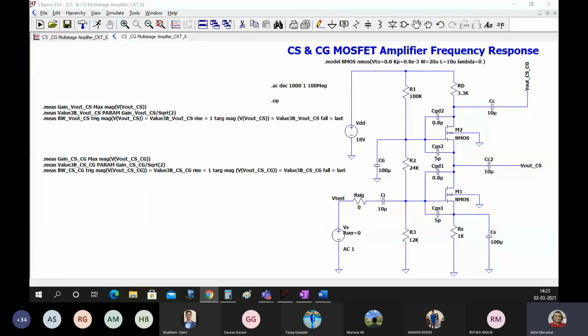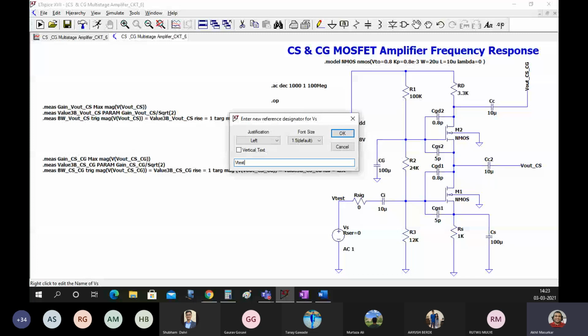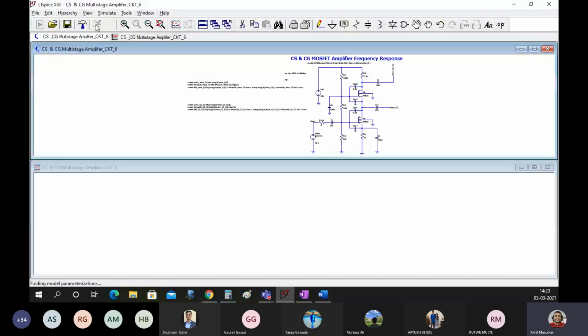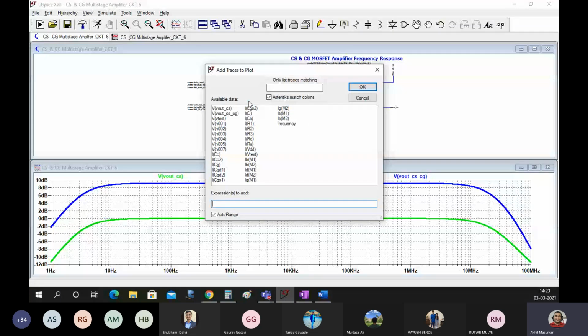I'll just call this V test for some time. So you can see here, I have got V test and I test. So this is V test, and you can divide it here itself and say V test by I test, and you can see that what you actually plotted right now here is the input impedance. This is nothing but the input impedance.